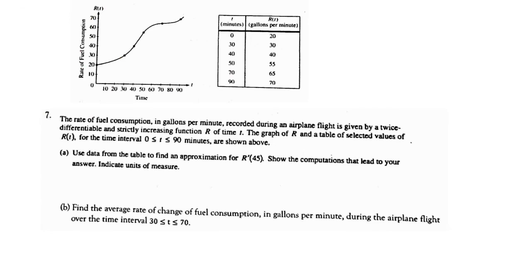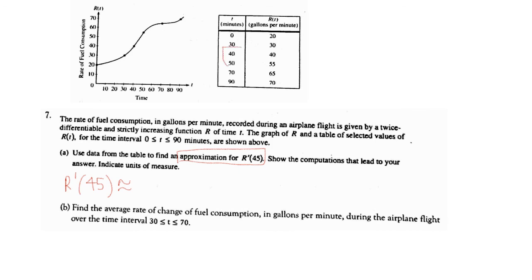Right, and then number 7. This is part of a free response question. And let's see, for this one, part A, use the data from the table to find an approximation for r prime at 45. So again, this is something we did way back at the very beginning of the school year. We're doing an approximation for r prime of 45. So this is just like, again, kind of like the mean value theorem.